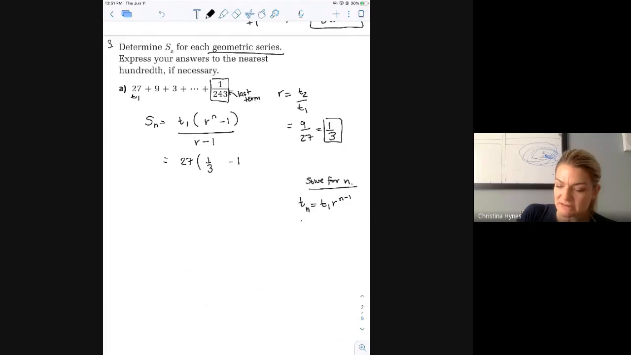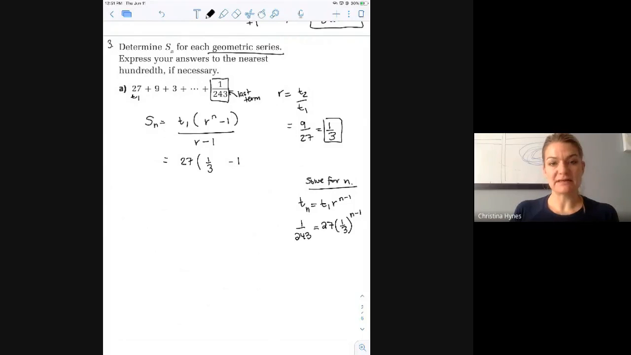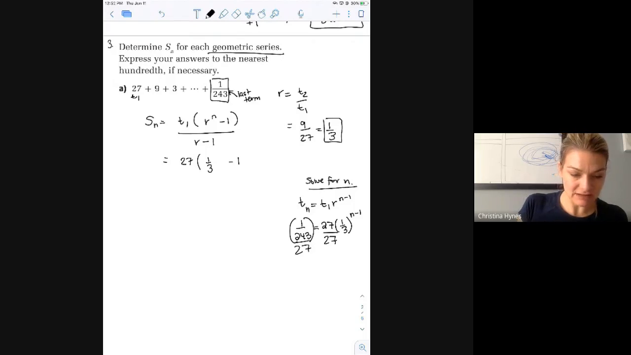So let's say our Tn is 1/243. Our first term is 27. Our common ratio is 1/3. And then what we're missing is n minus 1. Just like in the previous question number 2, step 1 is dividing T1 to both sides. So you're going to have to put that in brackets when you divide. I'm going to put bracket 1 divided by 243 and we're going to divide by 27.